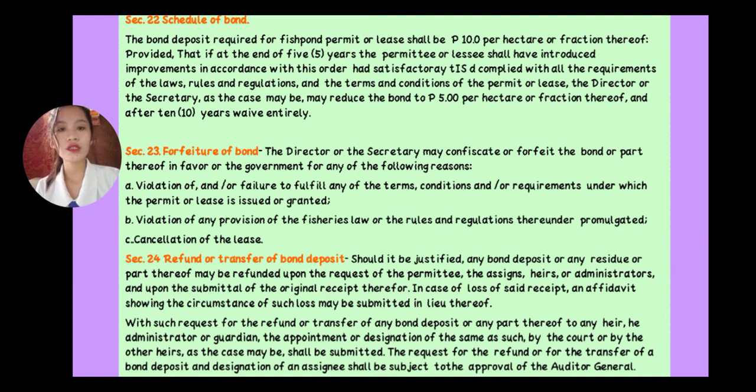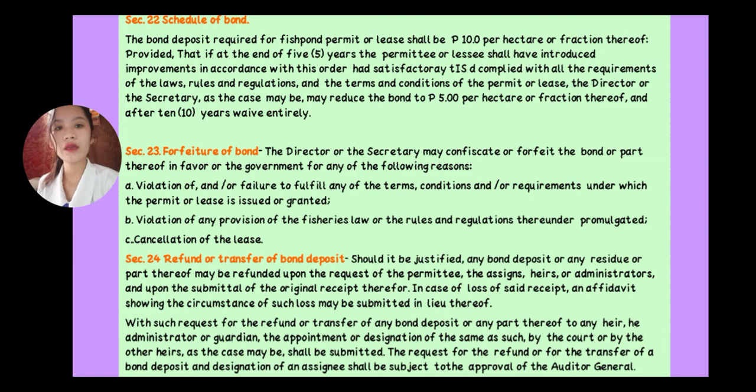So, Section 23, forfeiture of bond. So, the director or the secretary may confiscate or forfeit the bond or part thereof in favor of the government for any of the following reasons. So, ang director or secretary ma-confiscate siya o mo-forfeit siya sa bond. So, sa A, tulo na siya ha. Sa A, tulo ka reason.